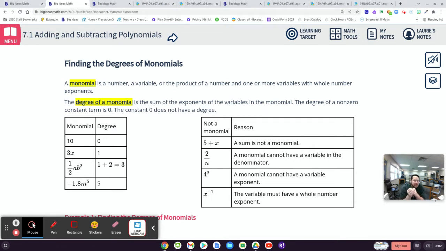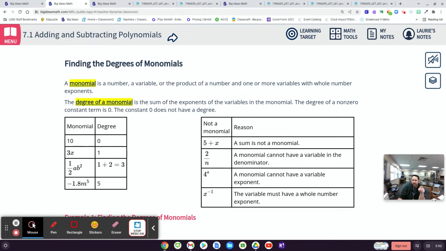Now, the degree of a monomial is the sum of the exponents of the variables of the monomial. Sounds very complex. The degree of a non-zero constant term is 0. The constant 0 does not have a degree. So, for example, if you have the monomial just 10 or any straight up number, the degree of that is 0. 3x to the first, there's an invisible 1 there, the degree is 1. 1/2 ab squared, there's an invisible 1 with the a for the exponent, and a 2 for the b. So this has a degree of 3. You add up the exponents. And negative 1.8 m to the fifth has a degree of 5 because the exponent is 5.